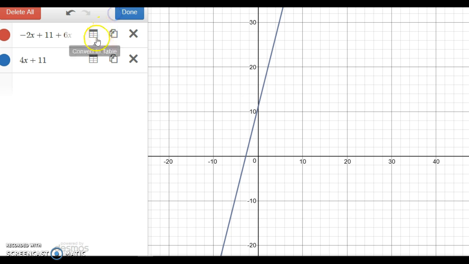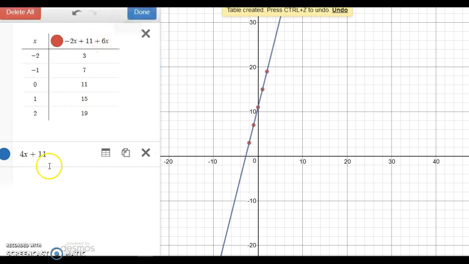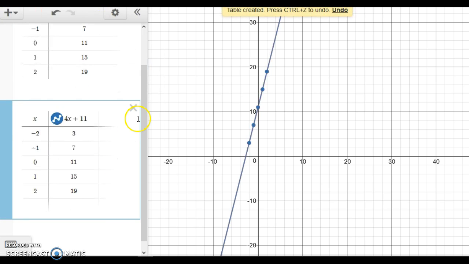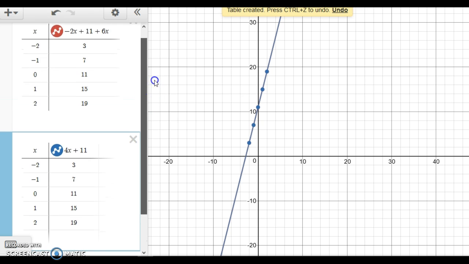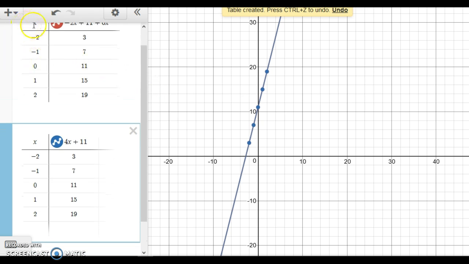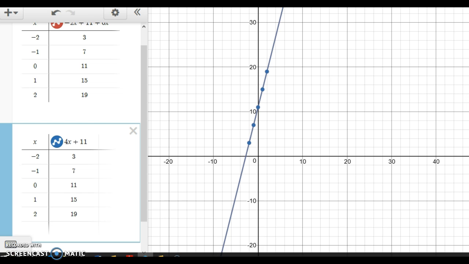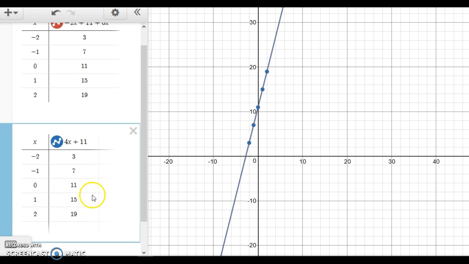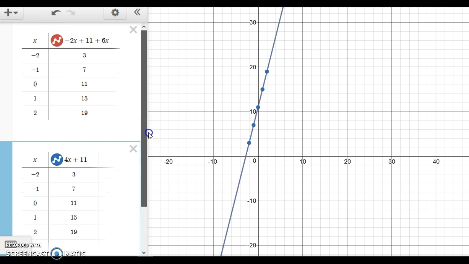And if I want to see that in table form, I could produce tables, and I could see that our input-output is exactly the same. Negative 2 produces 3, negative 2 for x produces 3. We see 2 produces 19, and the machine, if we put in 2, produces 19. So we haven't changed the meaning of these two expressions. We've simply simplified them and made them a little easier on the eye and probably easier to work with.